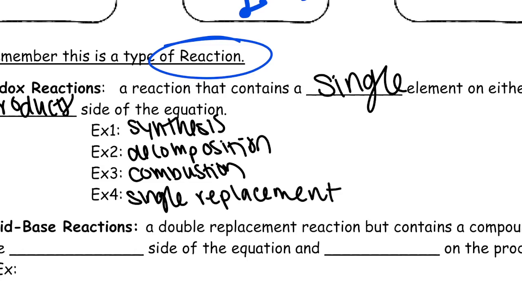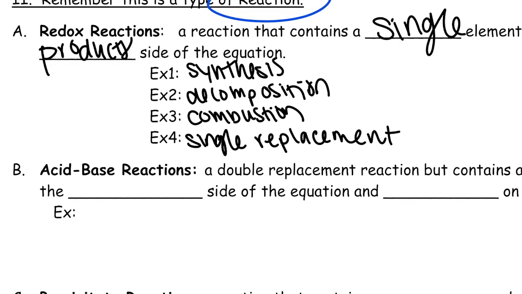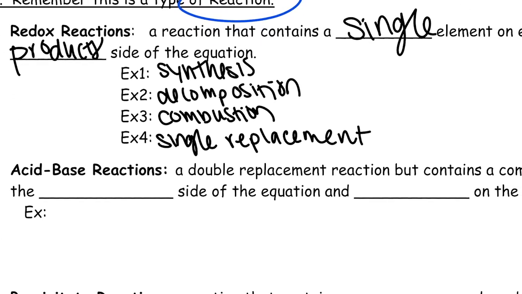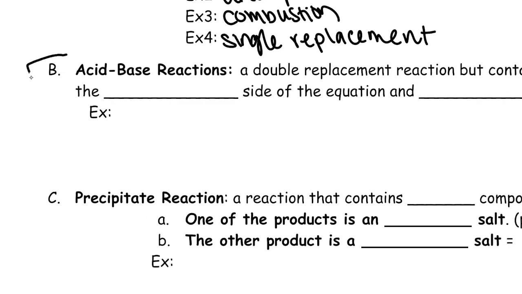So when I taught this, I taught redox as basically the opposite of double replacement, because in a redox reaction, you have a single element on one of the sides of your reaction, versus in a double replacement reaction, you have 2 compounds trading partners and creating 2 new compounds. So our acid, base, and precipitate reactions, these are the double replacements. That was the other thing we learned.